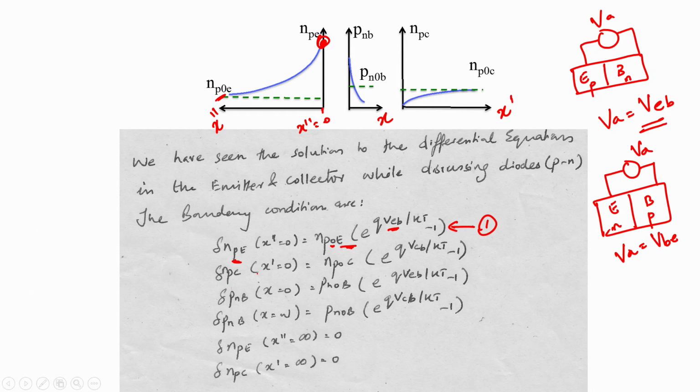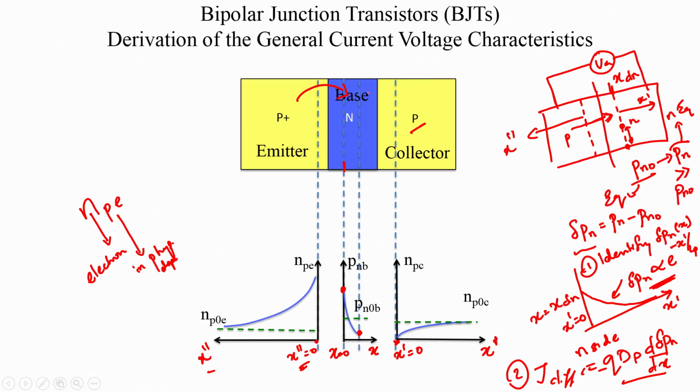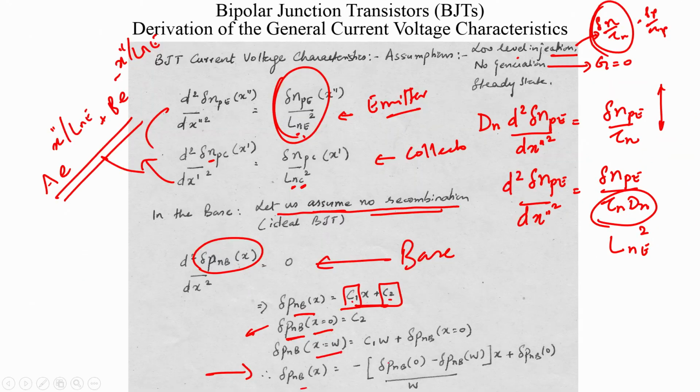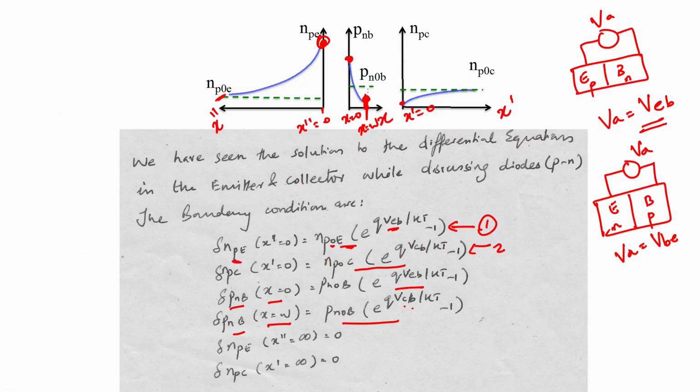Delta NPC at x dash equal to 0, that is basically this population here is equal to this, that is your second boundary condition. Okay, that is my x dash equal to 0 point. Delta PNB at x equal to 0, that is basically this is given by this. Delta PNB at x equal to W. Okay, so that's my, let us say, x equal to W, and what is the population here? That is given by the collector base junction, because that boundary is now at the collector base junction interface, it is at this interface. Okay, and therefore, that is my x equal to W, and since that junction is reverse biased, you see that this value takes this particular nature.